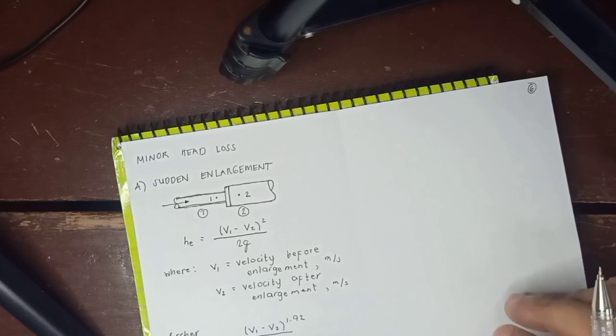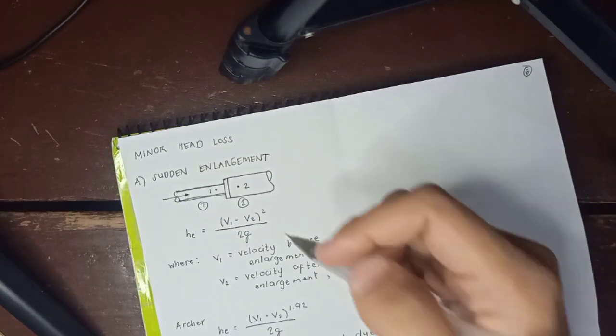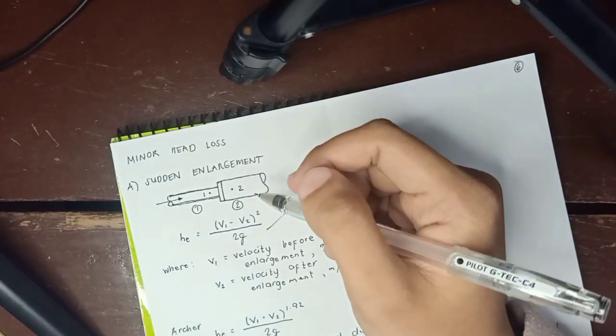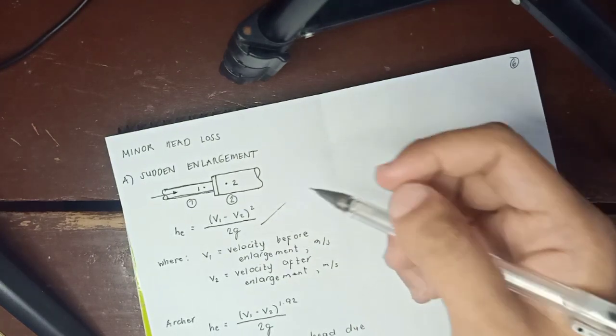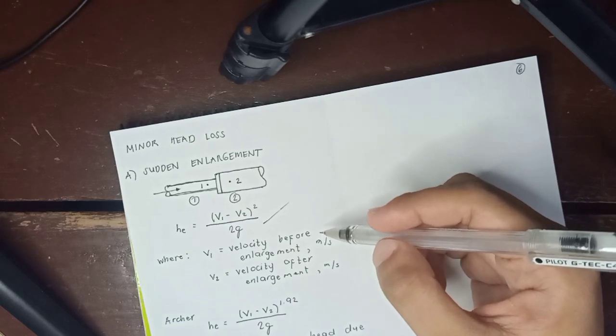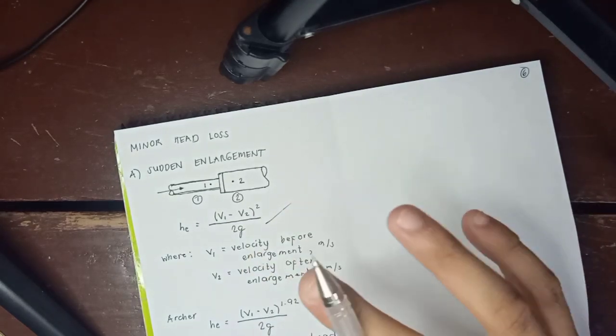So the head loss, H_E, across a sudden enlargement of pipe diameter, the formula is: head loss equals (V sub 1 minus V sub 2) squared over 2g, and it is in meters. V sub 1 is the velocity before enlargement, V sub 2 is the velocity after enlargement.